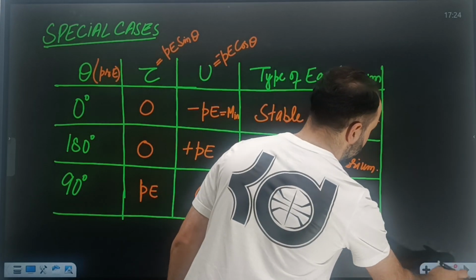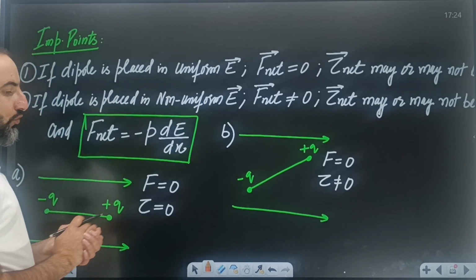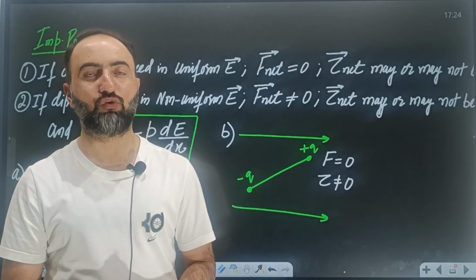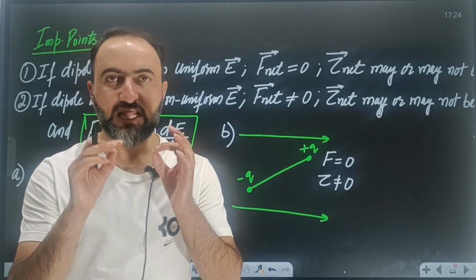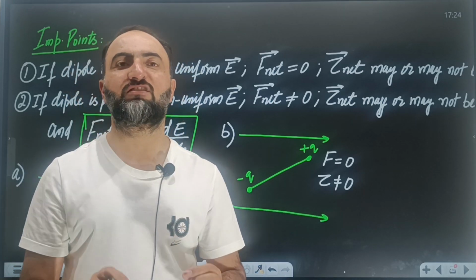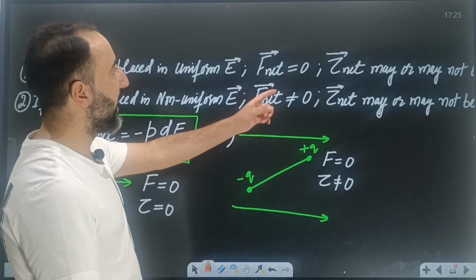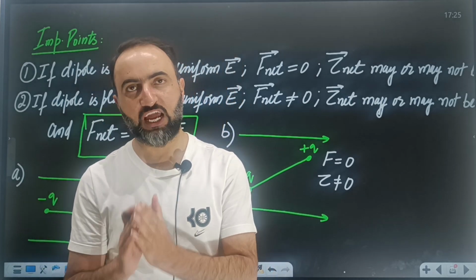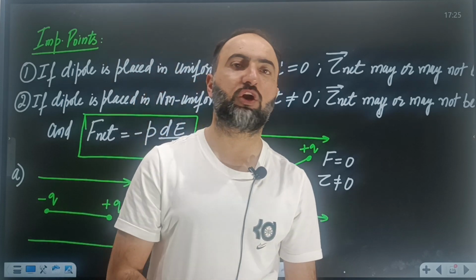Let's move ahead. Have a look at some important points. Point number one: whenever you place a dipole in a region of uniform electric field, the net force on the dipole will be equal to 0, because there are two equal and opposite forces that cancel each other. That is why the center of mass of the dipole always remains at rest and does not get displaced from its position. The net torque may or may not be 0. If the angle is 0 degrees or 180 degrees, then torque will be equal to 0. Otherwise, for any other angle, the torque is not equal to 0.